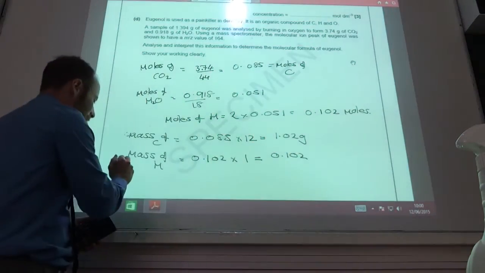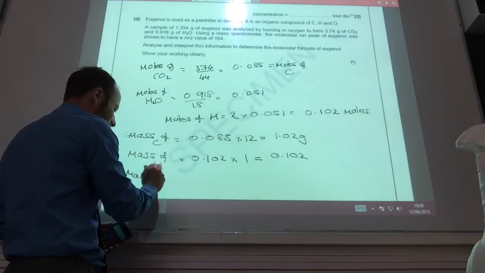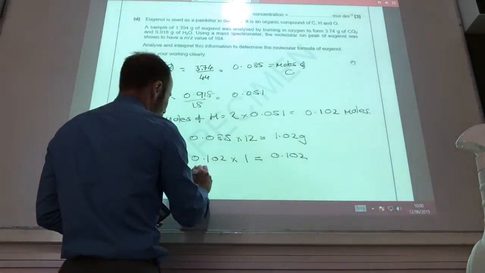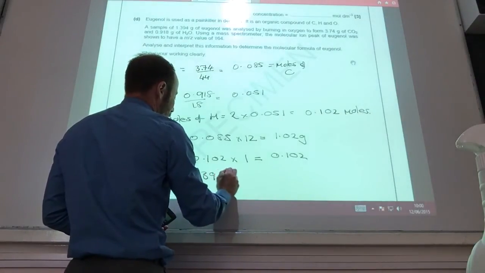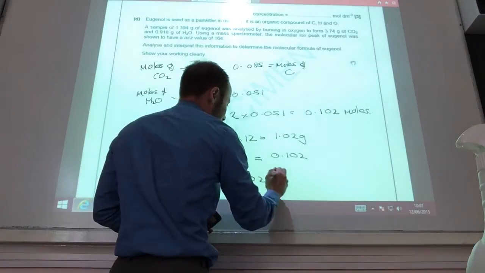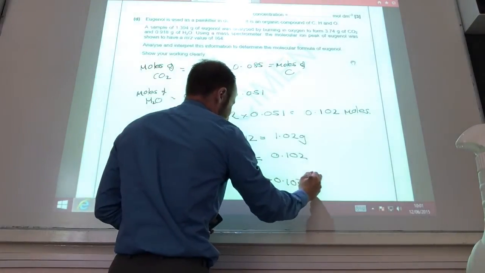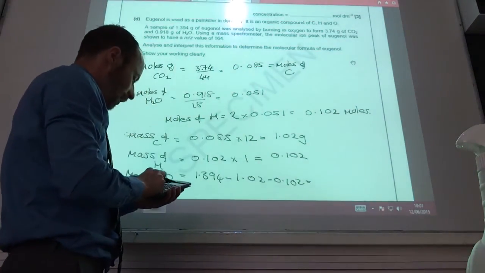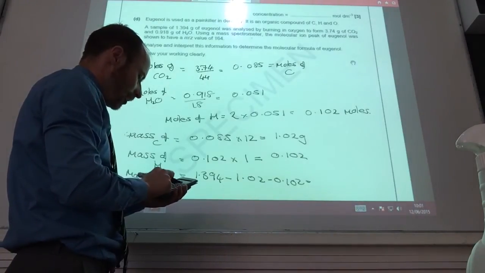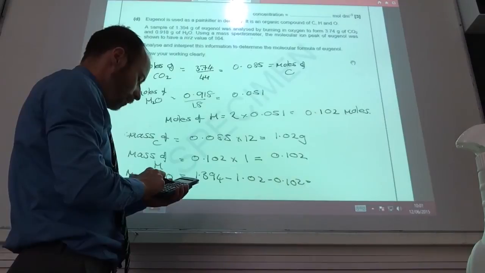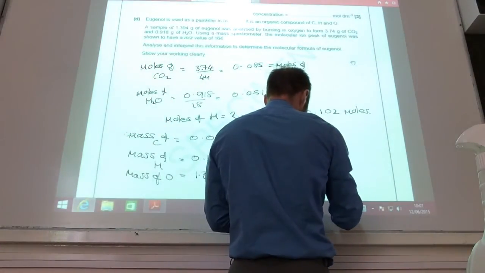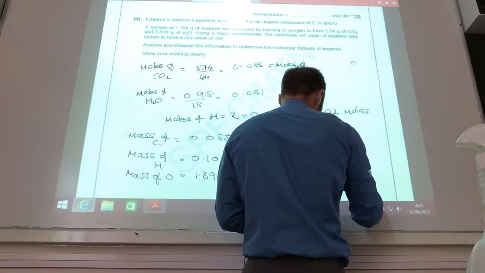which gives me 0.102. So the mass of oxygen I must have had is going to be 1.394, which is what I started with, minus my carbon, minus my hydrogen. So that's 1.394 minus 1.02 minus 0.102. That gives me 0.272 grams.